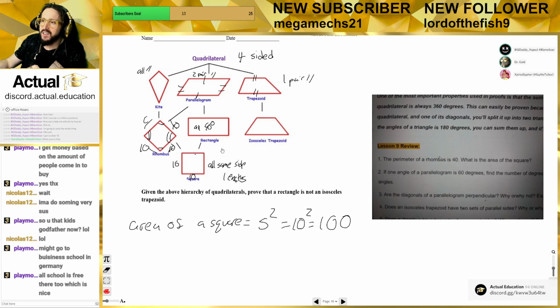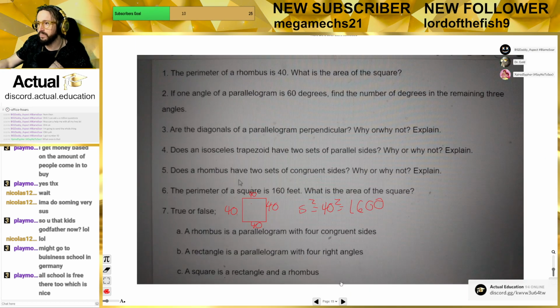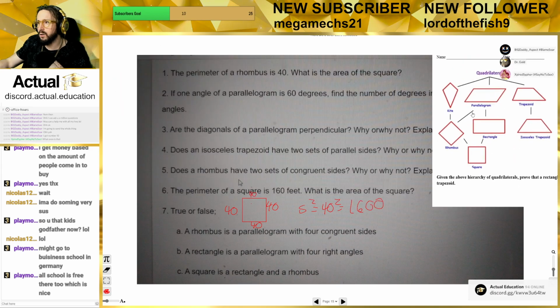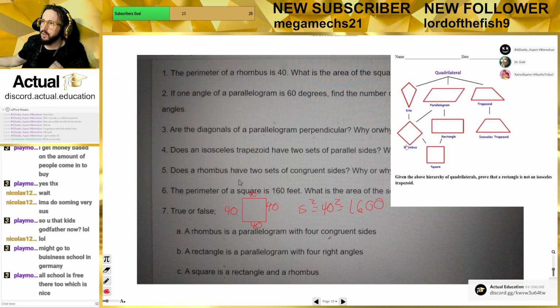Okay, all right, so let's look at this hierarchy chart we have here, Nick, okay? So let's remember, a rhombus is a type of parallelogram, right? Four congruent sides. Is that true? Do these sides all have to be congruent?